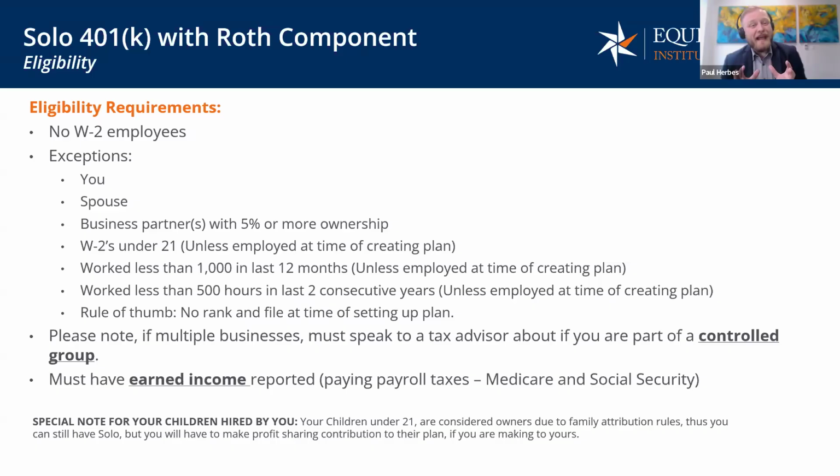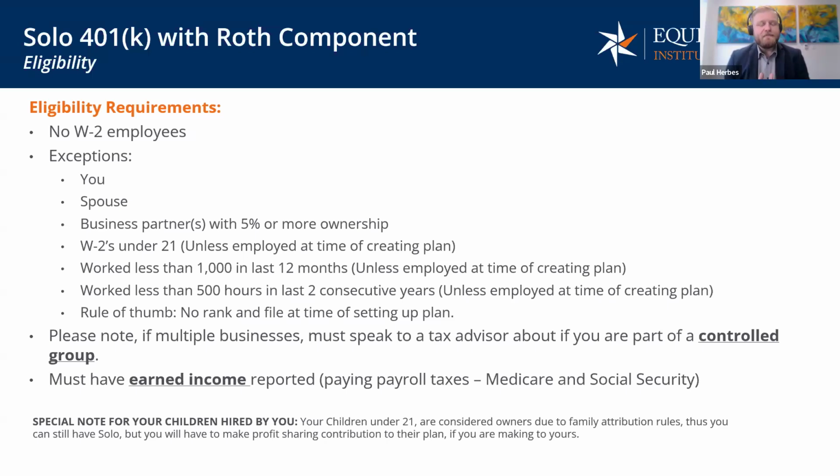You can't have any other employees, right? And that's what makes this tricky, is you need to be a solopreneur. Now, there are exceptions, such as your spouse, who is able to be employed by the business as well. Any business owners with more than 5% of ownership can be included too. And then there are some special stipulations for those workers, depending on how many hours or how many days they've worked.